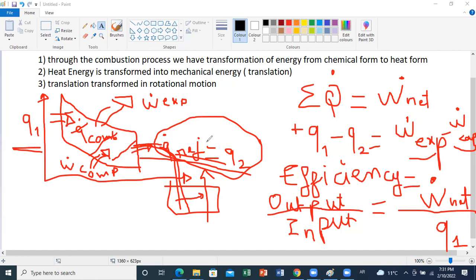This is what we call the heat recovery process. And heat recovery is one of the main strategies to improve the efficiency of my system. Okay.